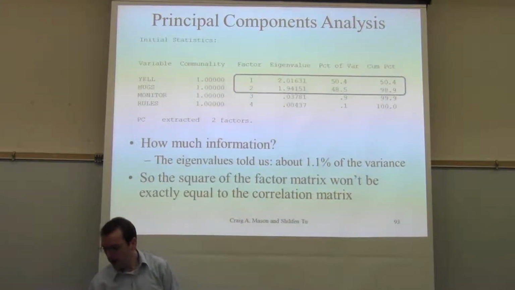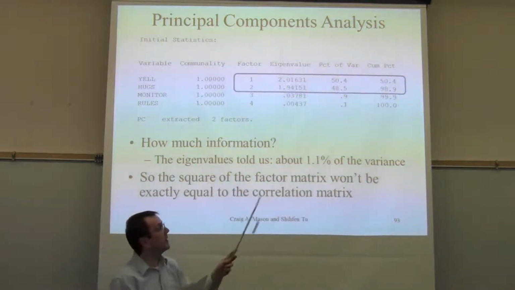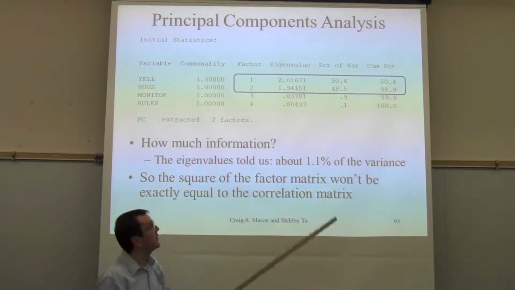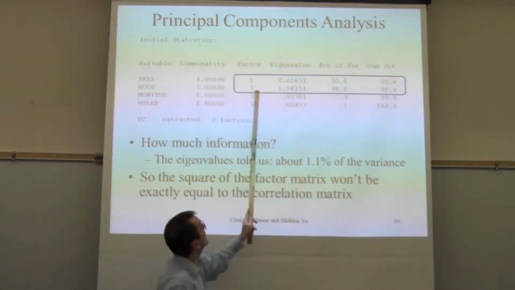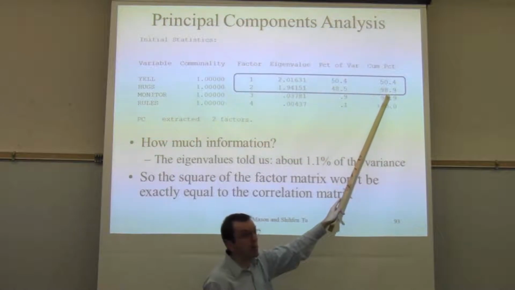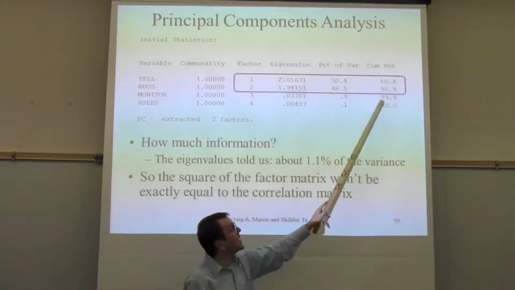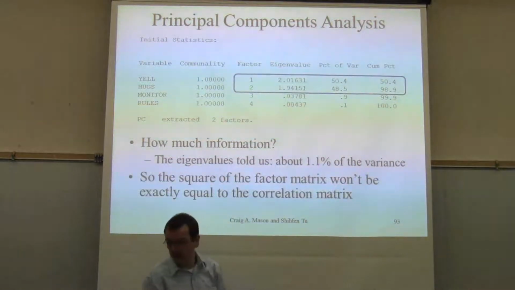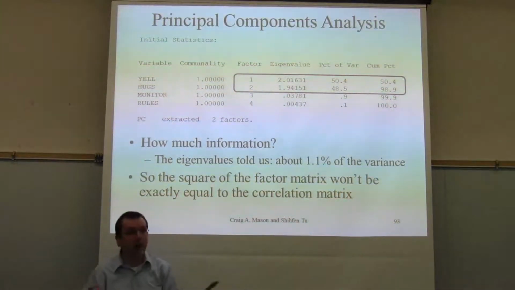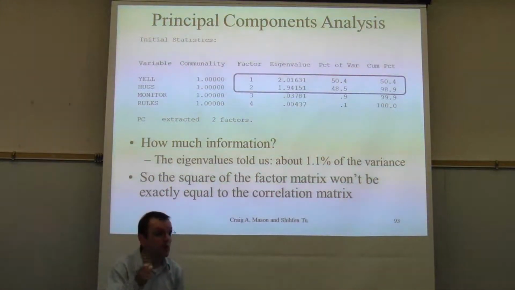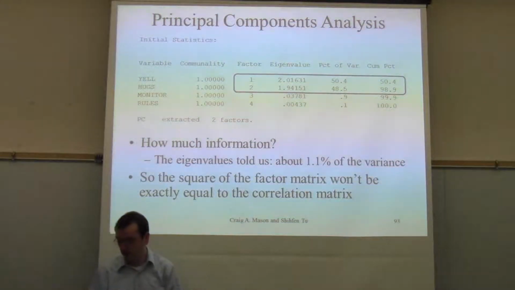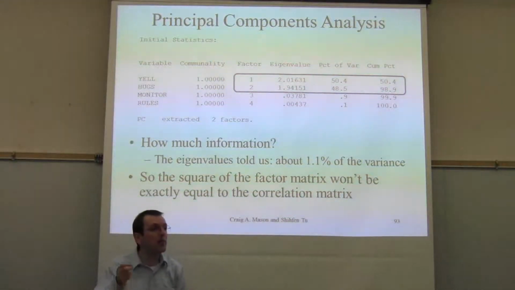So there's ways of starting to get a sense of that. Remember, we saw here, it told us what we're throwing out in our initial statistics. It said 2 factors gave us 98.9% of the variance. So the eigenvalues told us we're throwing out 1.1% of the information. So we're not throwing out that much.